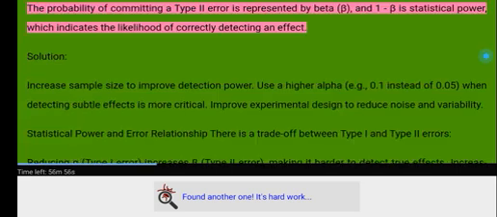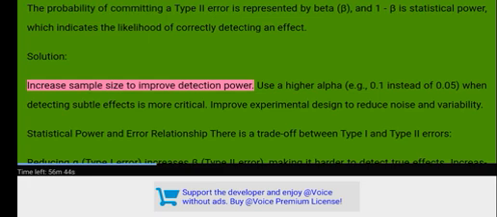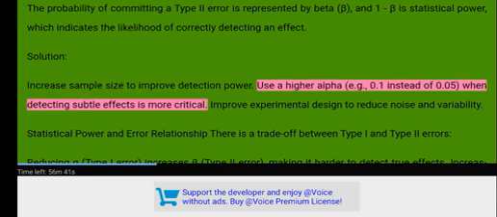Probability of type 2 error. The probability of committing a type 2 error is represented by beta, and 1 minus beta is statistical power, which indicates the likelihood of correctly detecting an effect. Solution. Increase sample size to improve detection power. Use a higher alpha, e.g., 0.1 instead of 0.05, when detecting subtle effects is more critical.